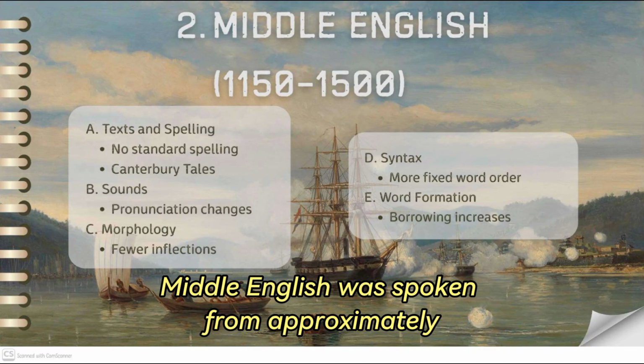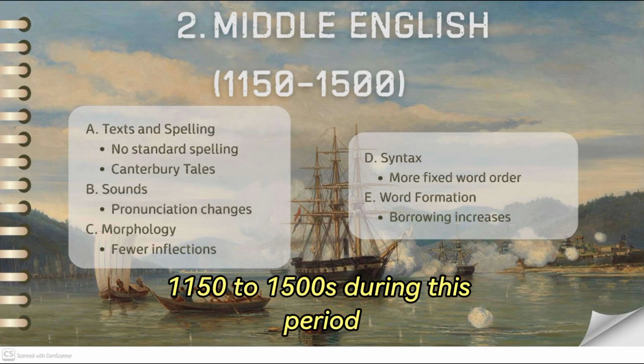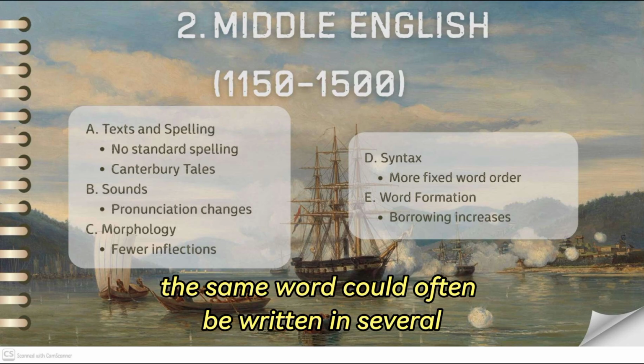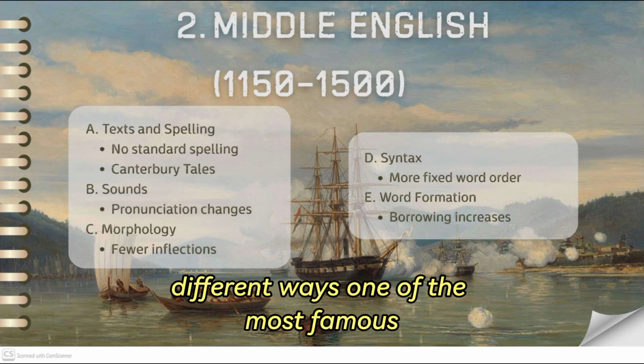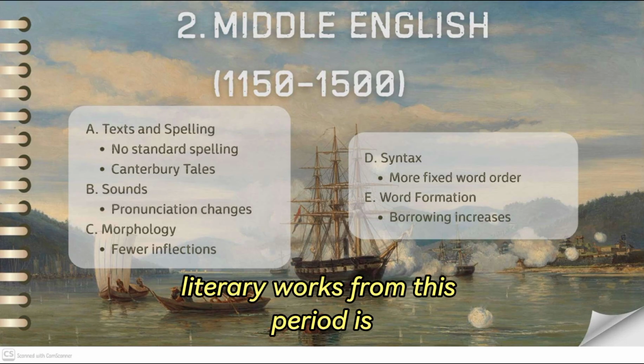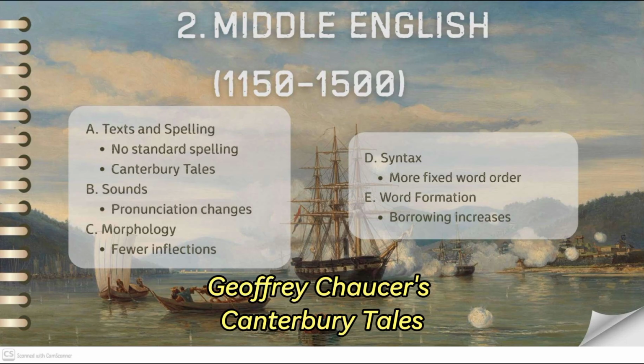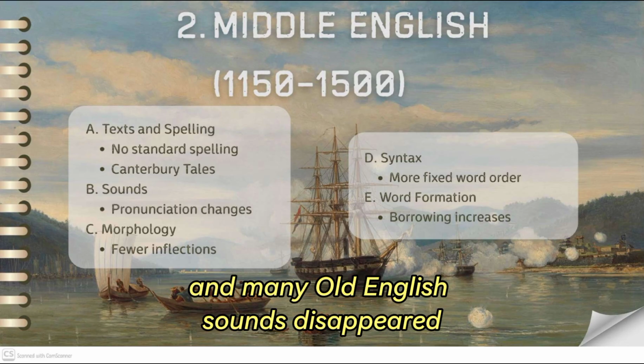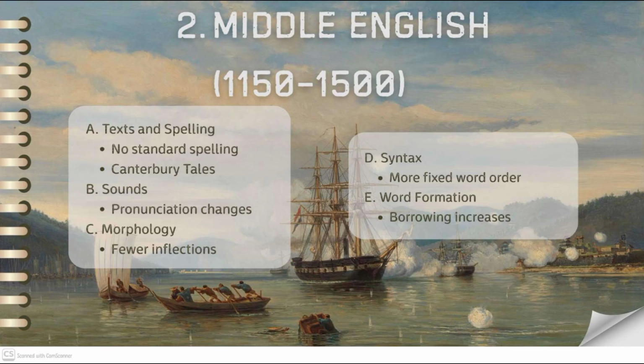Middle English was spoken from approximately 1150 to the 1500s. During this period, there was no standard spelling system. The same word could often be written in several different ways. One of the most famous literary works from this period is Geoffrey Chaucer's Canterbury Tales. Pronunciation also changed considerably, and many Old English sounds disappeared.